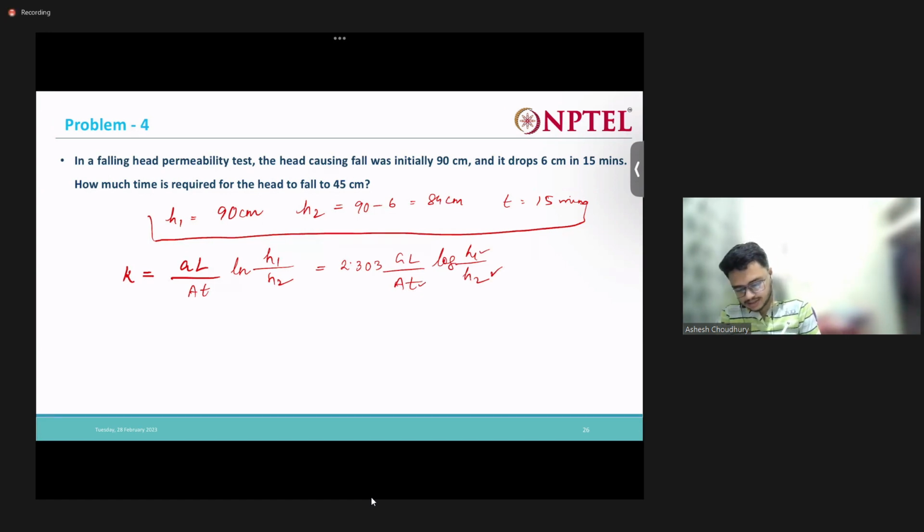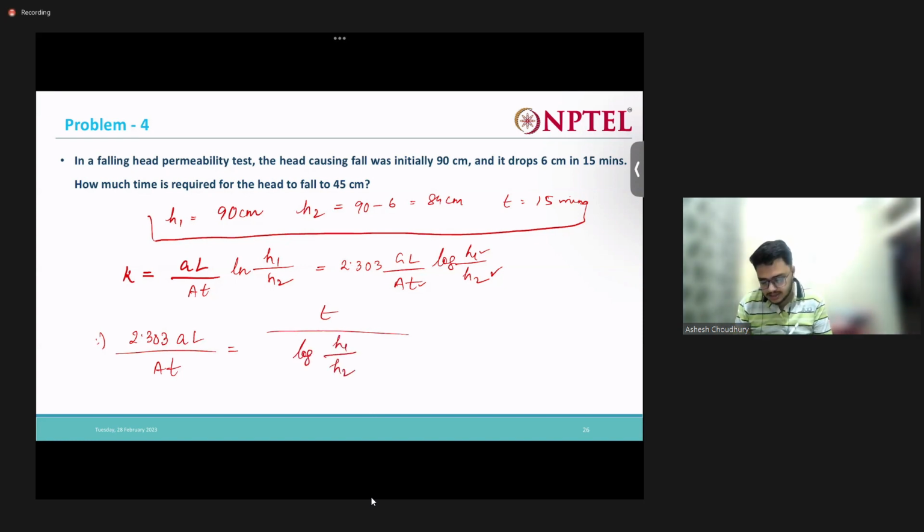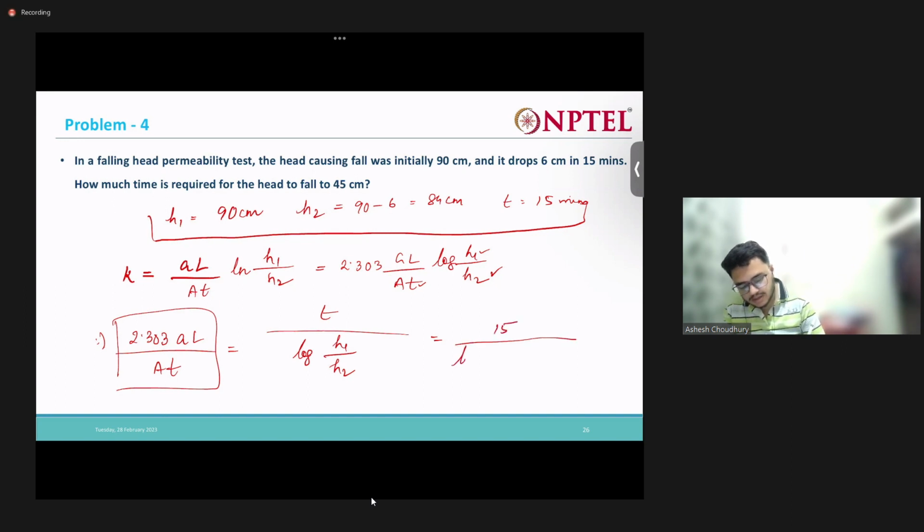So now let us write 2.303 AL by AT is nothing but T by log H1 by H2, right? So this we are representing in terms of the known quantities. So T is 15 divided by log 90 by 84. If we do this, we get 500.61 minutes. So we determined the unknown quantities.